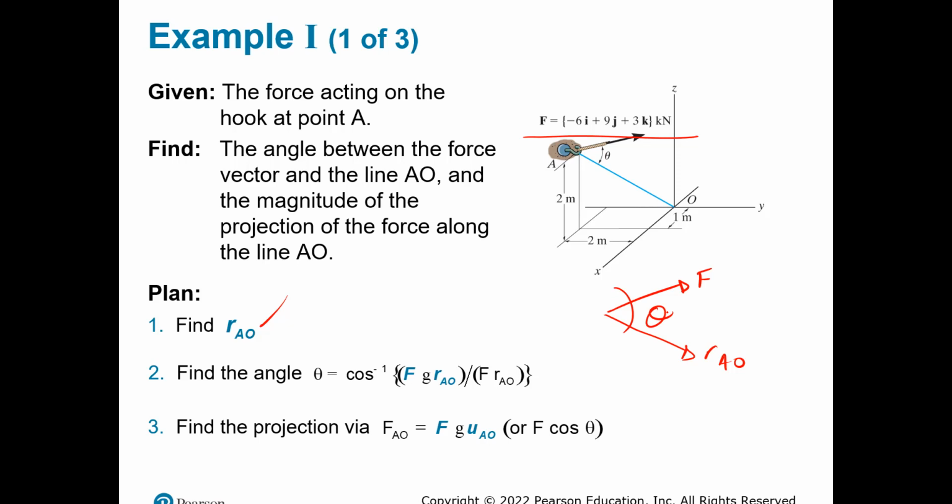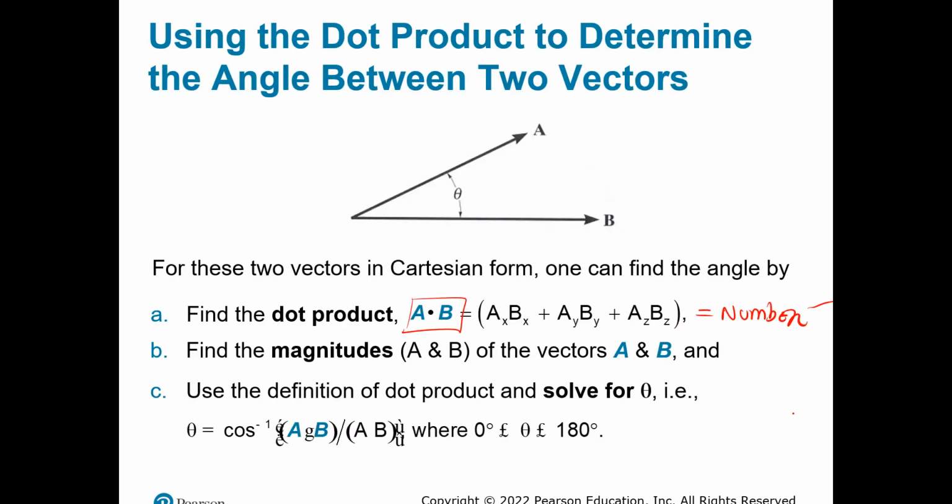What is the dot product again? A·B is equal to the magnitudes times the cosine of theta. Plug in your A and B, and then we have our solution.